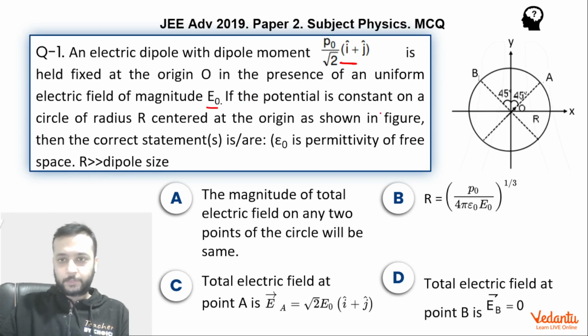The potential is constant on this circle. It is given this is a circle of radius r that we draw centered at origin, and the potential is constant on that circle, right? And r is much greater than the dipole size, of course. Epsilon naught is the permittivity. So we have to choose the correct options, like we have to find the value of the radius. We have to comment upon the value of the electric field at different points. So let's see how we will do this question.